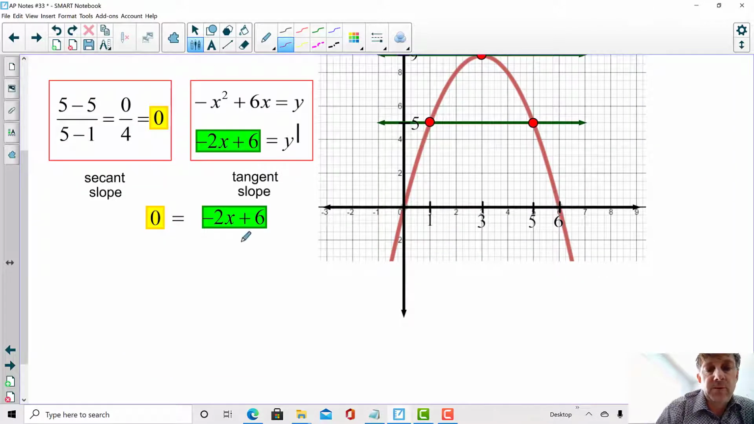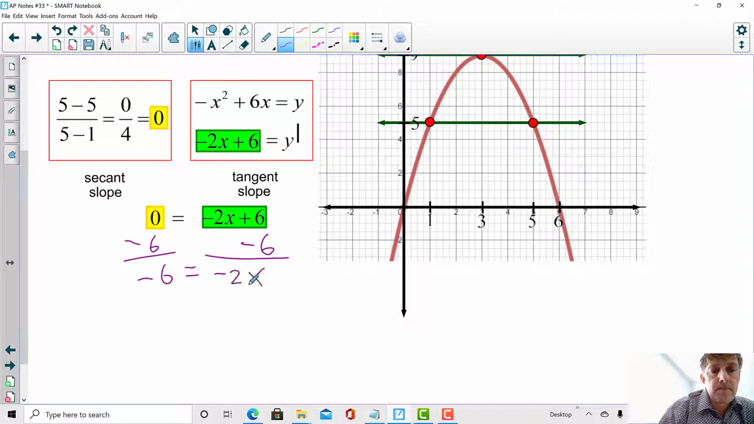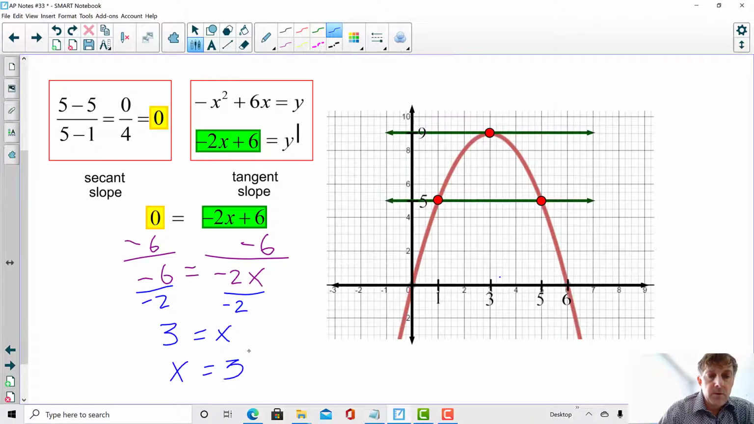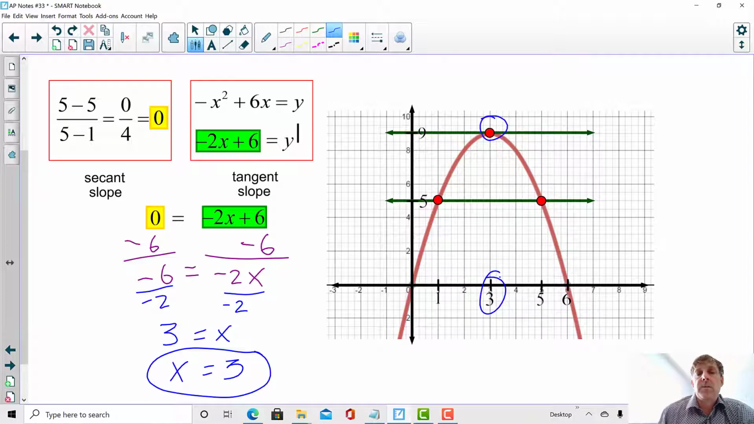We're going to subtract 6 from both sides. And then we'll divide both sides by negative 2. We get x equals 3 as our final answer. So 3 is the spot where the slope of our secant line and slope of our tangent line are both equal to 0. And instead of calling this the mean value theorem, we have a special name for it.